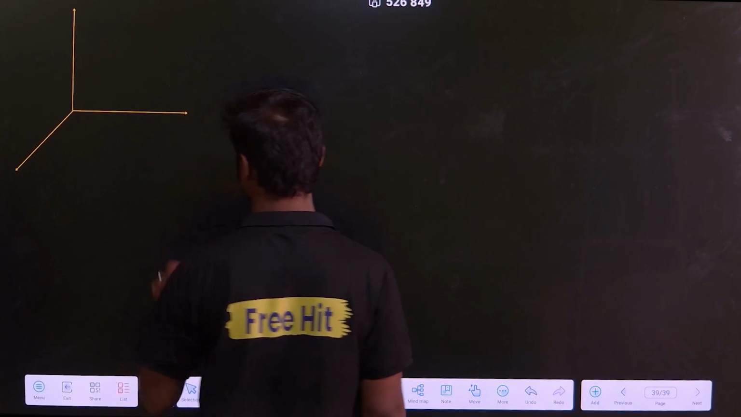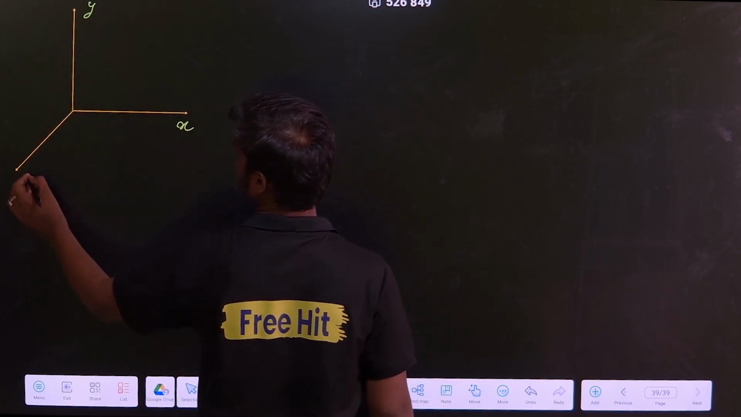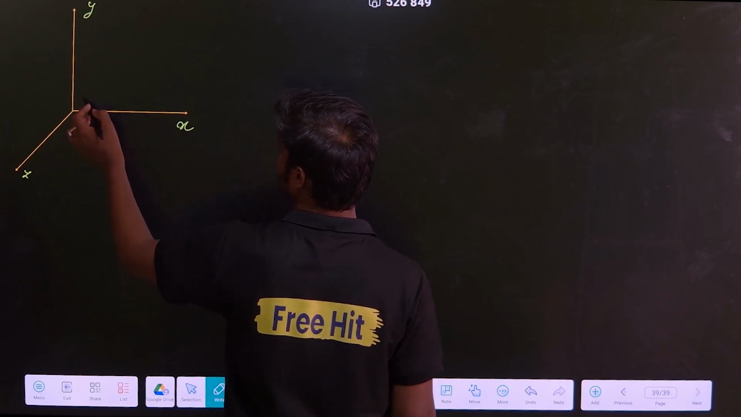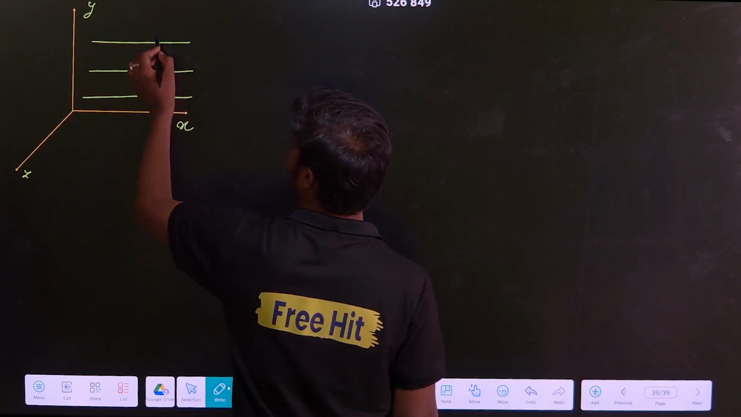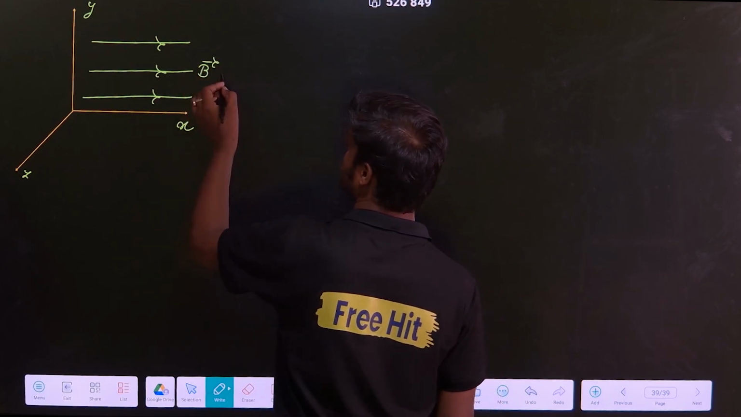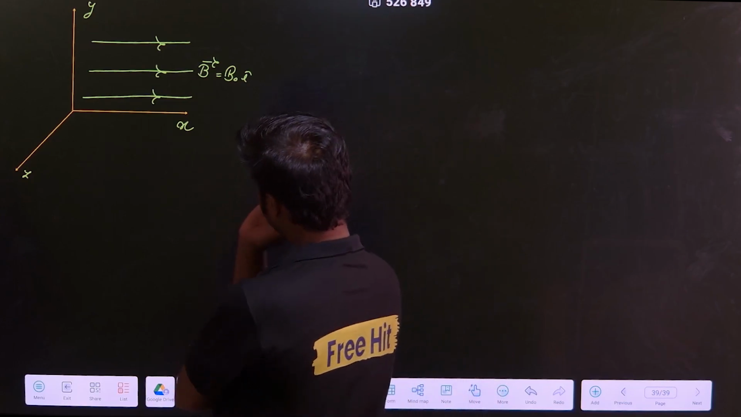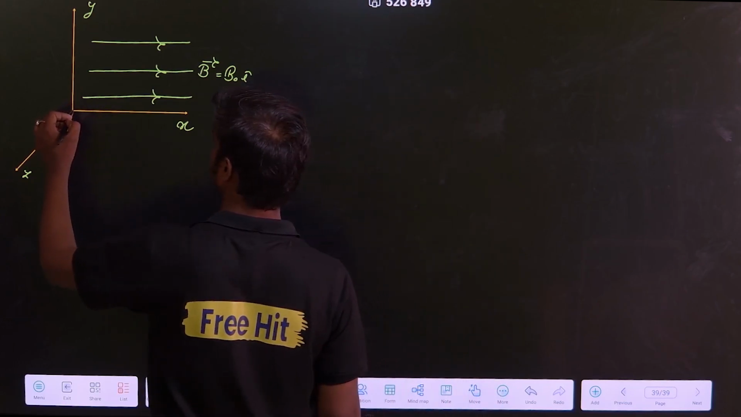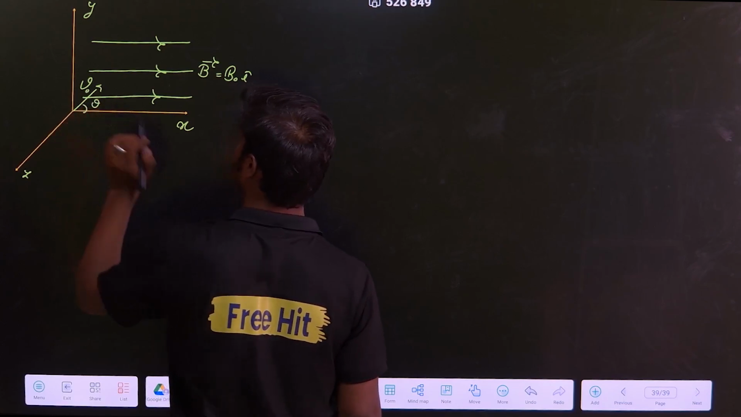Okay, let's do one thing. Suppose this is my x, this is my y, and this is my z. Suppose the magnetic field is in the x direction. This is my B vector, which is given as B naught i cap. Correct? And suppose this is my velocity, which is at an angle theta.